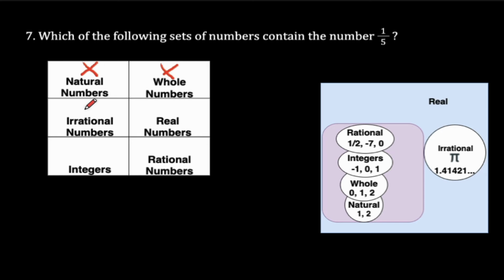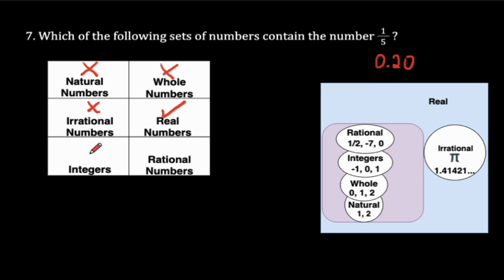What about irrational? Is 1/5 an irrational number? Well, think about it in terms of money: 1/5 of a dollar is equal to 20 cents. So essentially this can be written as 0.20 or 0.2. Written as a decimal, it actually terminates, or it ends. So this is not considered an irrational number. What about real numbers? Well, fractions are definitely real numbers, right? So this is a real number.